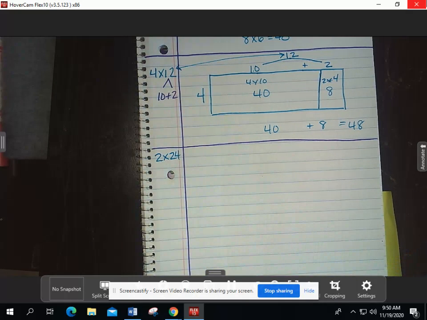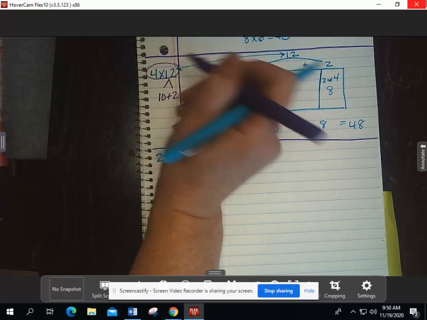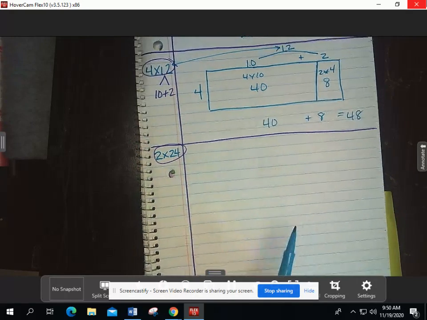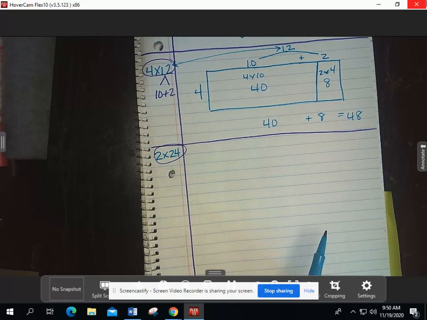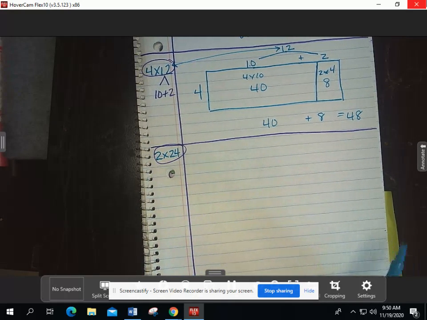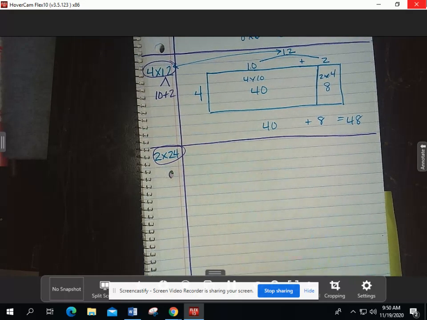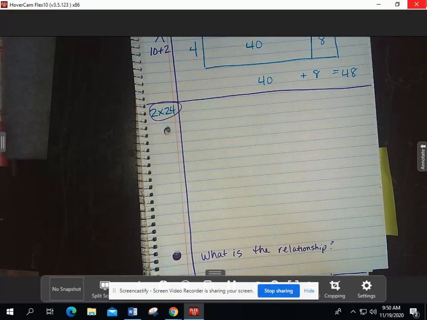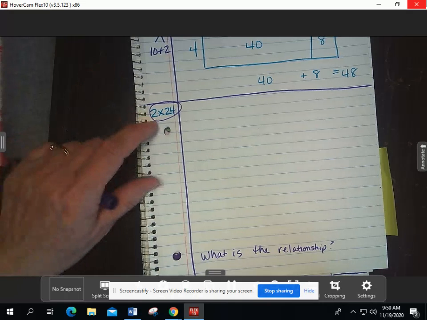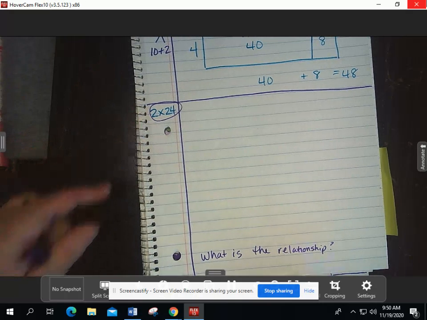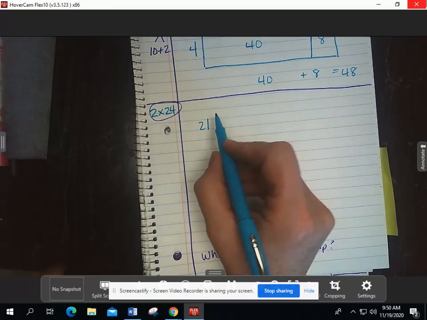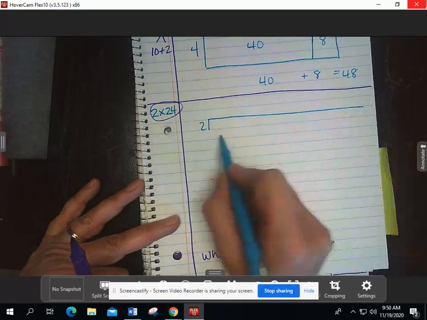Okay, so now how many of you are looking at the relationship between this set of factors and this set of factors? I'm going to write on the bottom, what is the relationship? Now, I hope that I didn't mess myself up, because I'm going to have 12. Did you notice that we just don't have room on our page to do it this way? Okay, so this is going to be kind of small. So let's do 2.